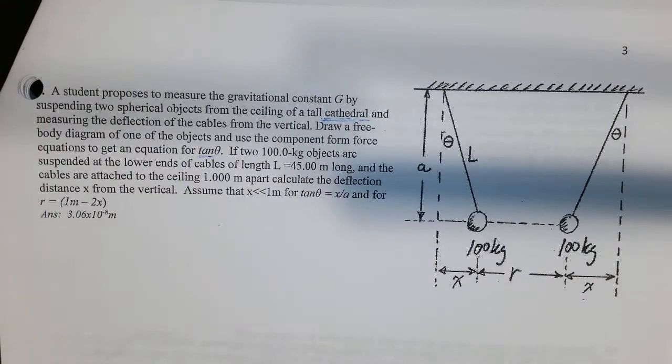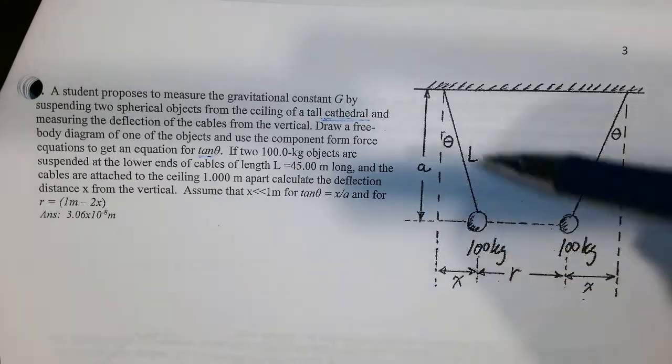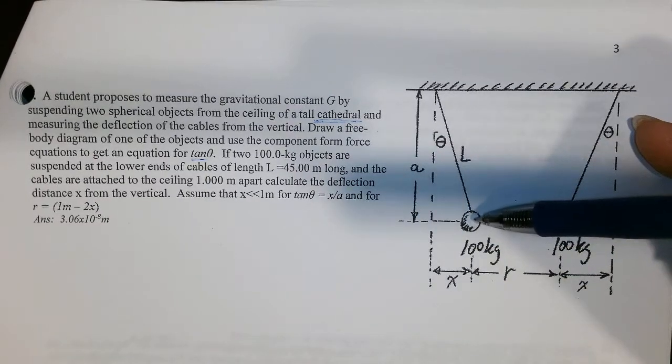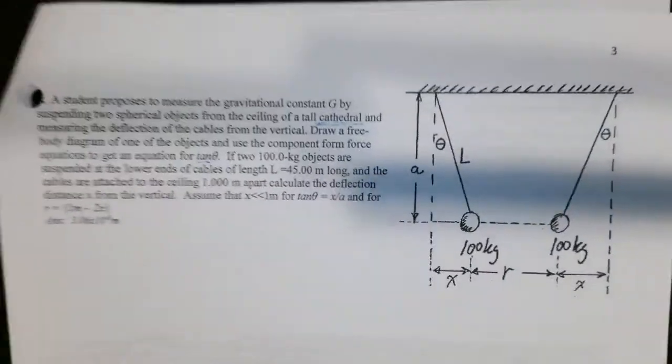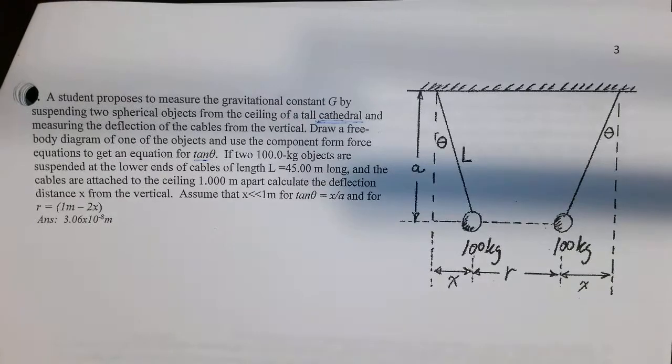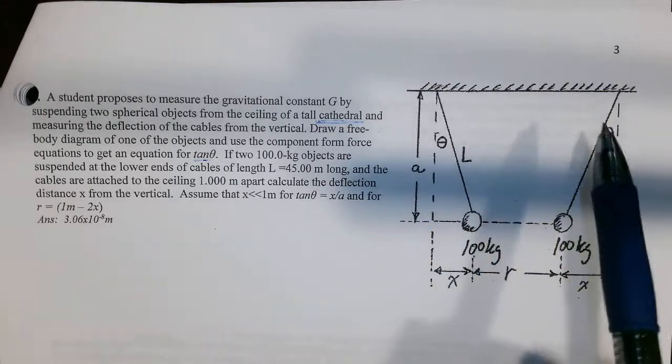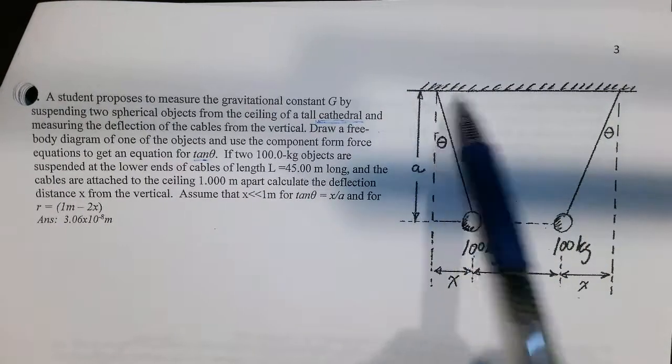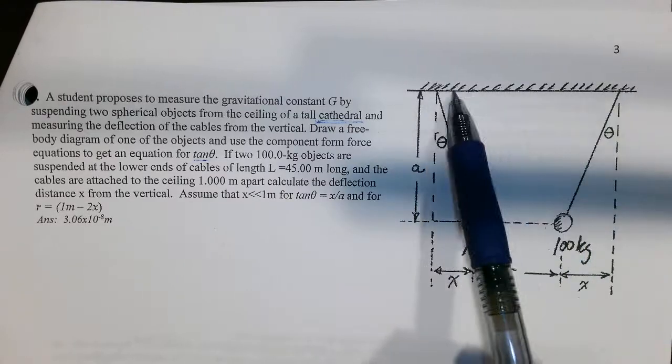So, if two 100 kilogram objects are suspended at the lower end of cables 45 meters long. Okay, so you know this is 45 meters long, and this is 100 kilograms. And the cables are attached to the ceiling 1 meter apart. So this is really drawn off scale. So from here to here is 1 meter apart.